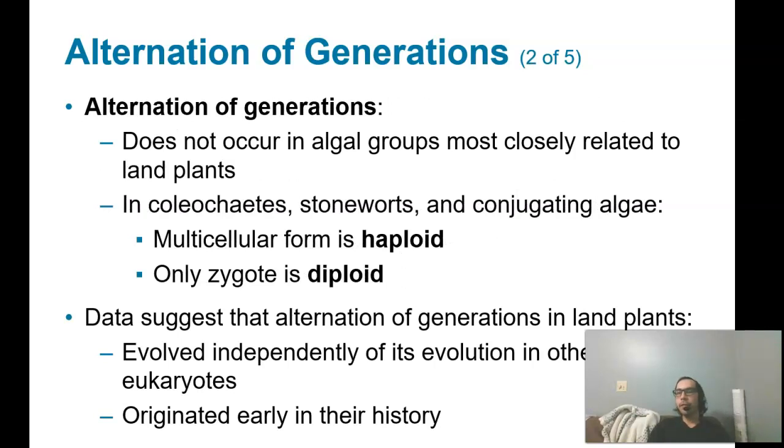Alternation of generations doesn't occur in the algal groups most closely related to land plants. So it does occur in some, but not in the groups more closely related to land plants. In Coleochaetes, stoneworts, and conjugating algae, the multicellular form is haploid, and only the zygote is diploid. So this suggests that the alternation of generations in land plants evolved independently of other eukaryotes that also evolved early in history.